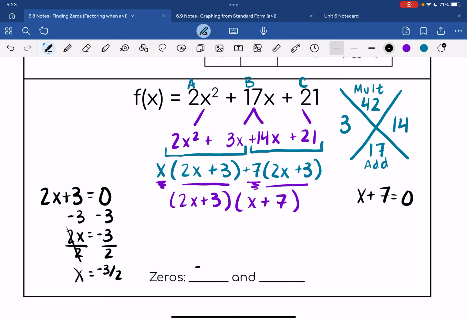And we are going to leave these as fractions. You're going to get fractions today because these are problems that have a number in front of that a value, and the way they factor, you're always going to end up with a fraction for at least one of your answers. For x plus 7 equals 0, we can just subtract 7, and we get x equals negative 7.